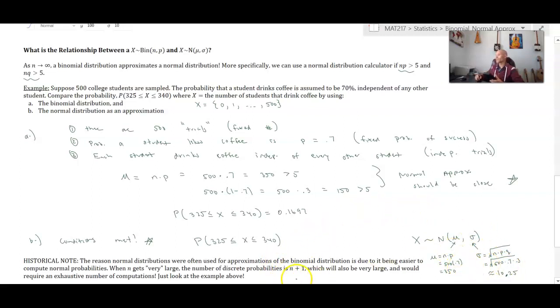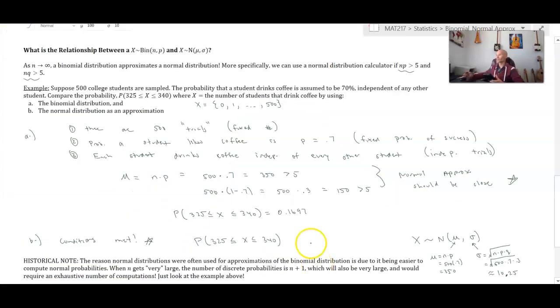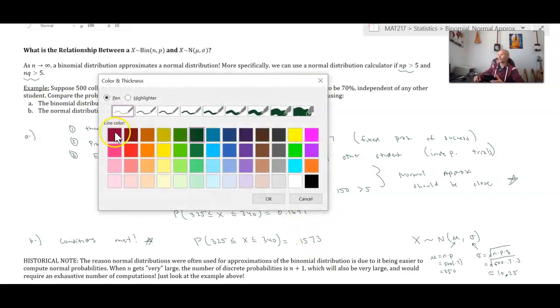So 350 and 10.25. Let's come over here. We'll do 350 and 10.25. Okay, and again, we want to compute, based on our n and our p and our q, the probability on the interval 325 to 340, which is just this area here. It comes out to 0.1573. And compare these two values. Look at this versus this.